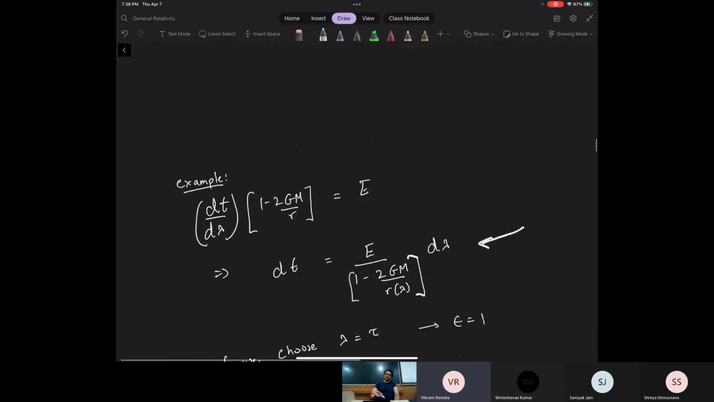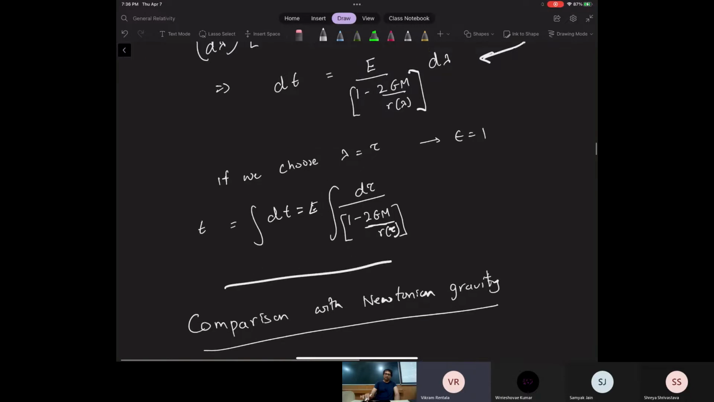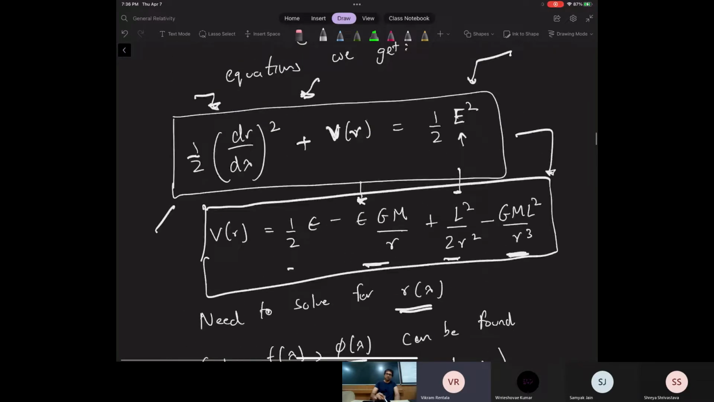And similarly, you can integrate and using the L conservation equation, you can get phi as a function of lambda. So it's fairly straightforward. What we really have to do is just solve this equation for r as a function of lambda. Once we know r as a function of lambda, it's pretty easy to get t as a function of lambda and phi as a function of lambda.